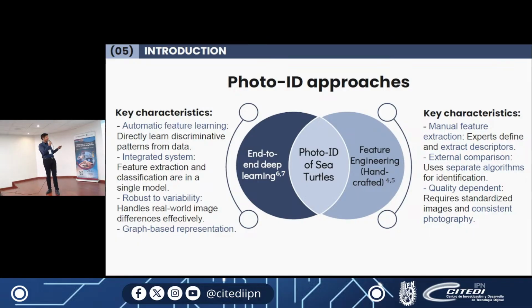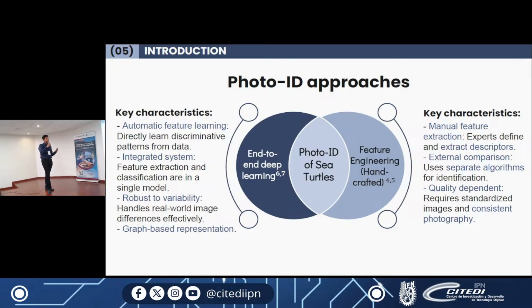The other approach is the end-to-end deep learning. It is automatic feature learning. That means that the model automatically extracts and learns the patterns from the data, from the individuals. Also, the feature extraction and the classification are in the same model. And also it is robust to variability, handling real-world image differences effectively. Okay, so my project is in this approach, graph-based representation.